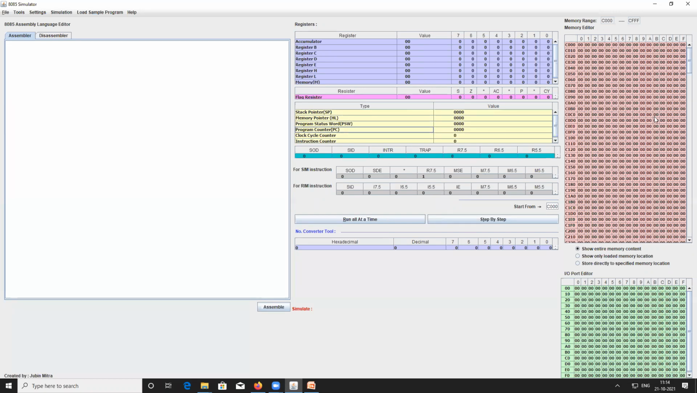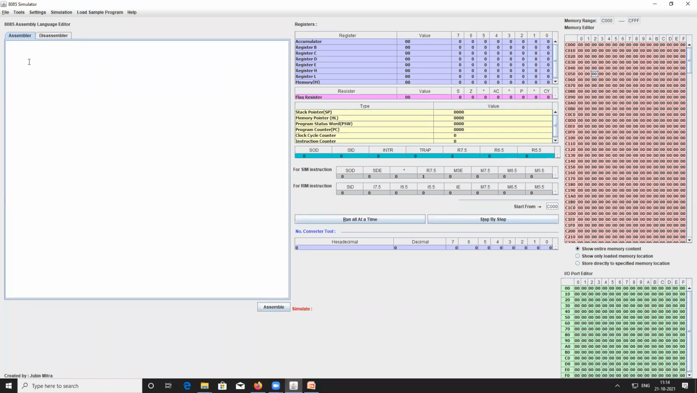On the right side there is the memory. Memory starts from C002 to CFF. So this is the whole window of the 8085 simulator software.